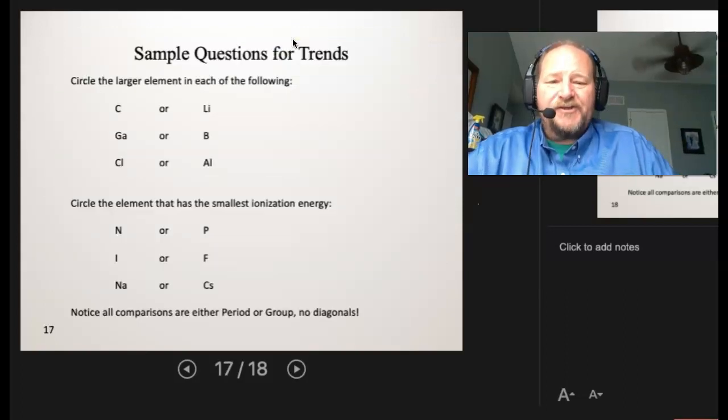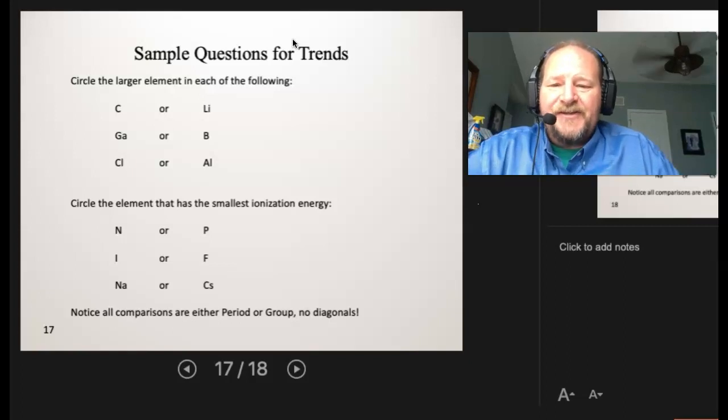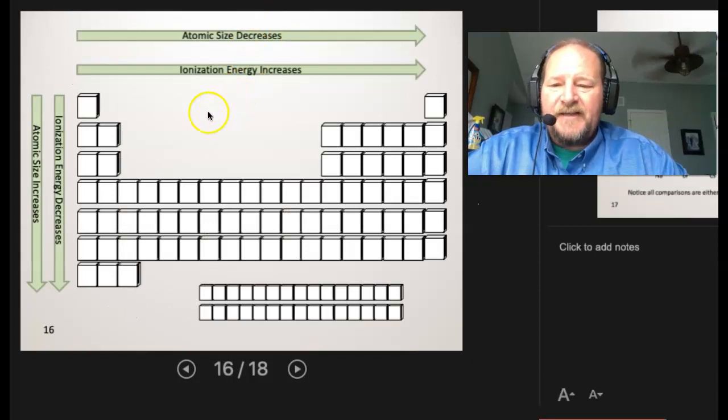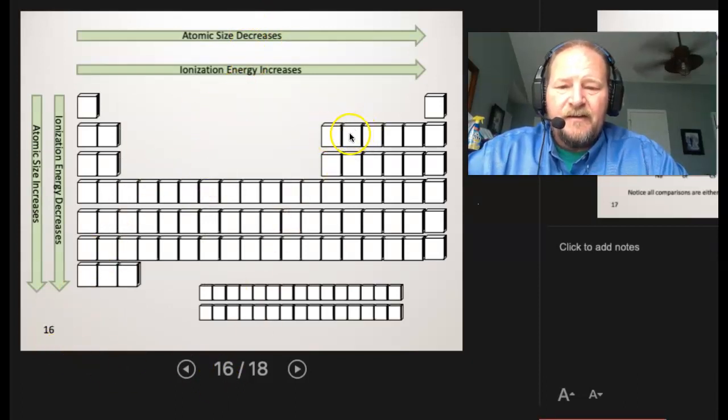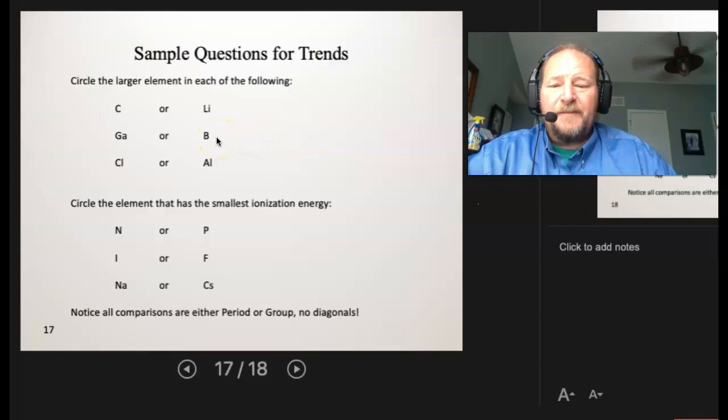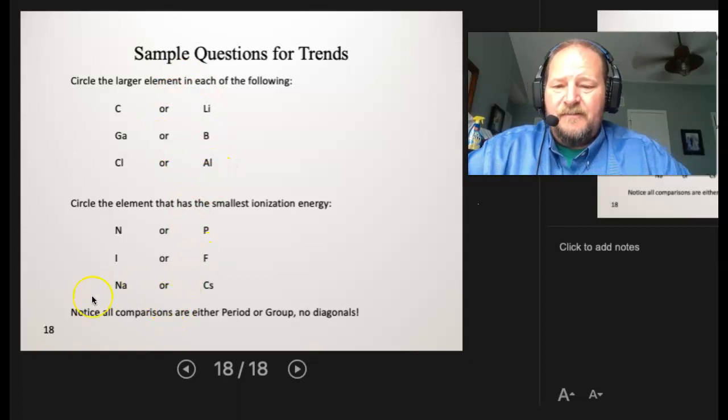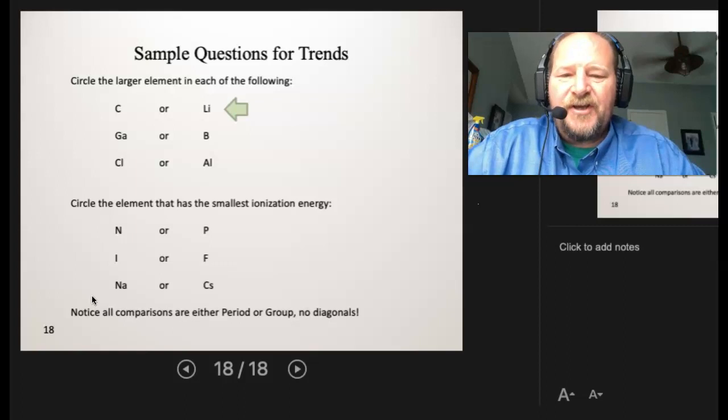All right, sample questions. Circle the larger element in each of the following: carbon or lithium. So what I'm going to ask you to do is come onto the periodic table, find carbon. So carbon is going to be right here. All right. Find lithium. Lithium is back over here. So what should happen here? Well, atomic size decreases. So we would expect lithium to actually be larger than carbon. And so there we go. We were right. Lithium is larger than carbon.